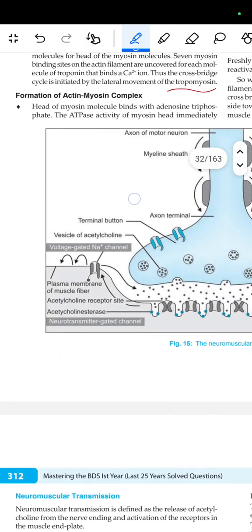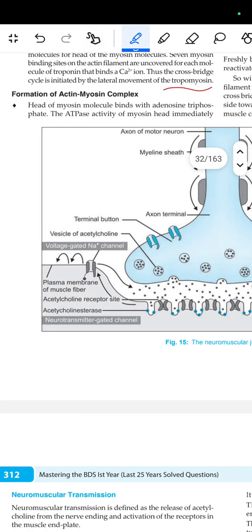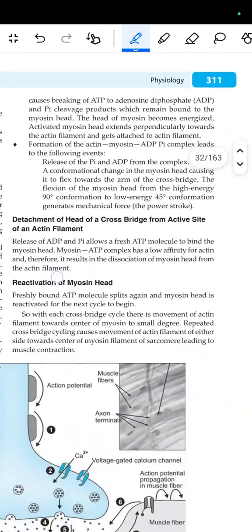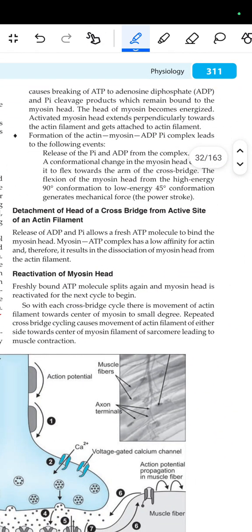अगला है formation of the actin-myosin complex. The head of the myosin molecule binds with the adenosine triphosphate. The ATPase activity of the myosin head immediately causes the breaking of the ATP to adenosine diphosphate (ADP) and phosphate cleavage products which remain bound to the myosin head. The head of the myosin becomes energized. The activated myosin head extends perpendicularly towards the actin filament and gets attached to the actin filament.